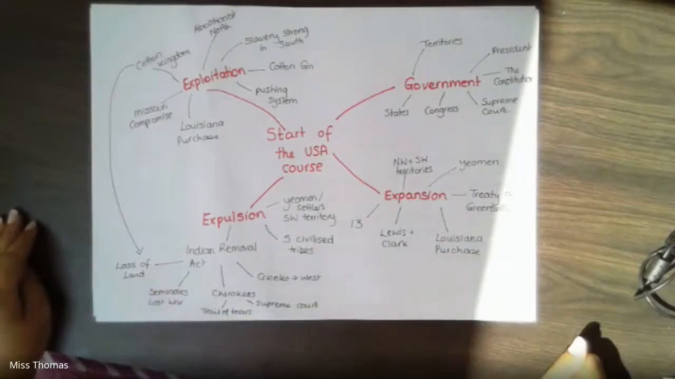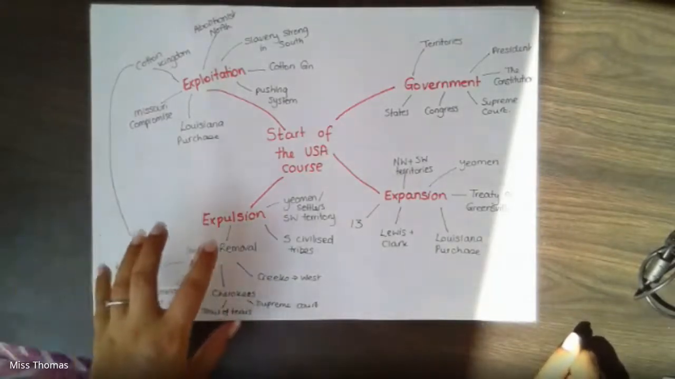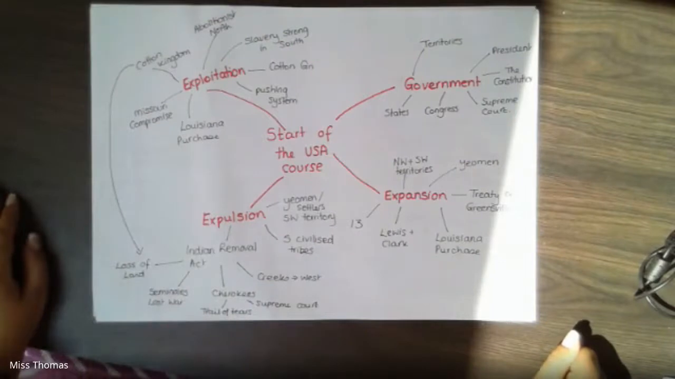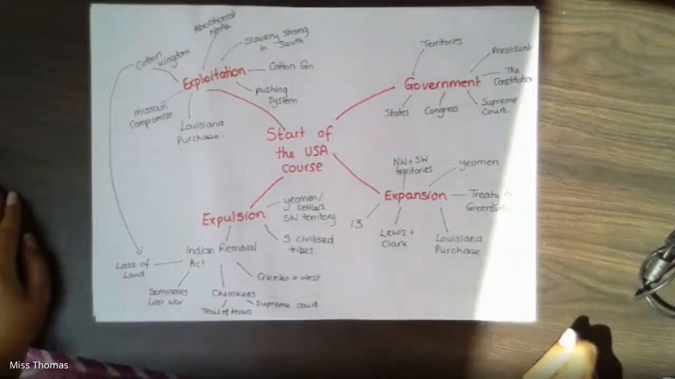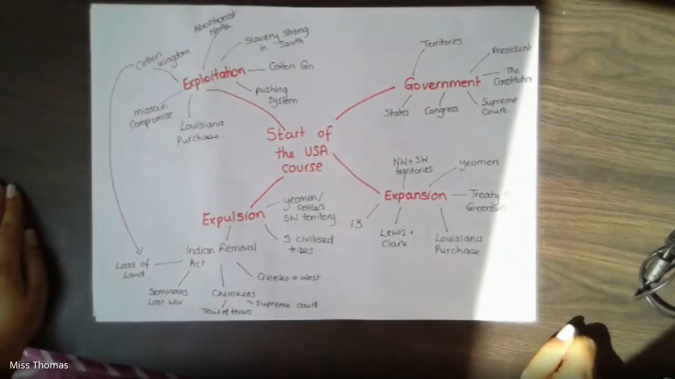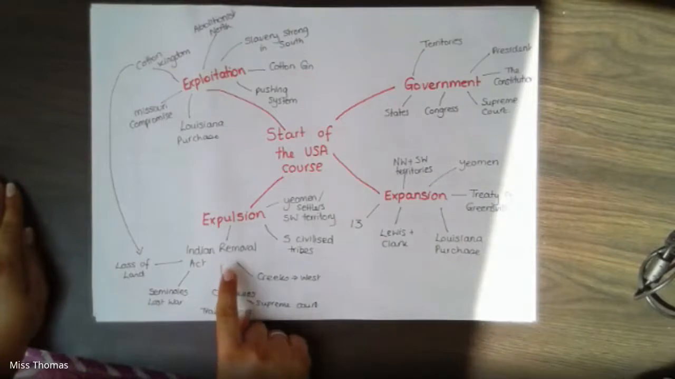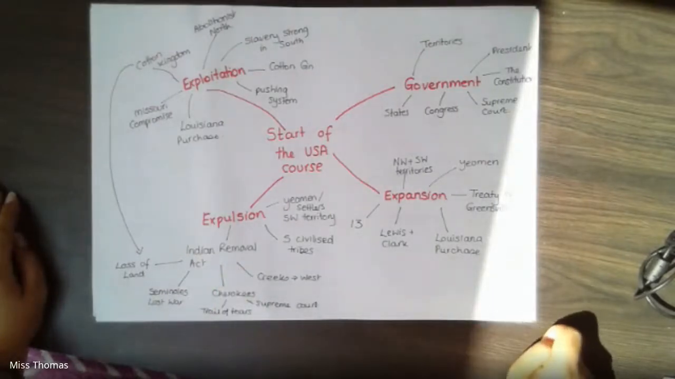So again, your revision questions for this section right here. I want you to name 3 of those 5 civilized tribes. You need to remember those. I want you to work out, explain and learn which tribe challenged the Indian Removal Act and went to the Supreme Court. Can you remember which president set up the Indian Removal Act? And finally, what was the Trail of Tears?